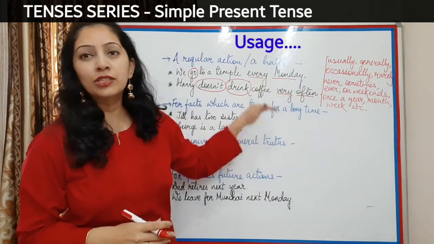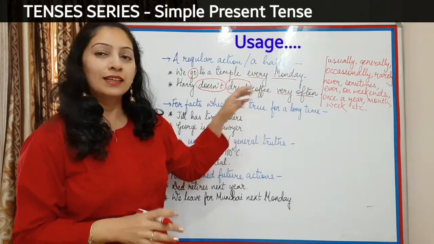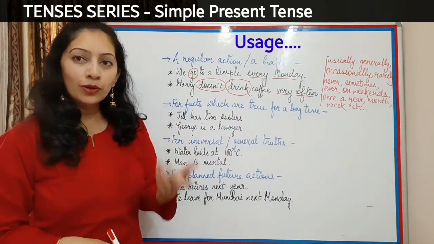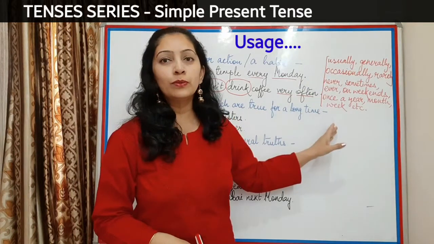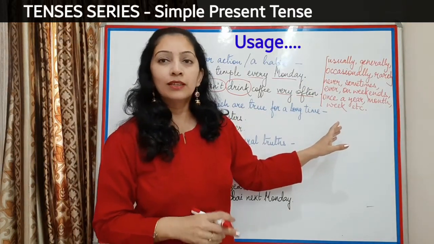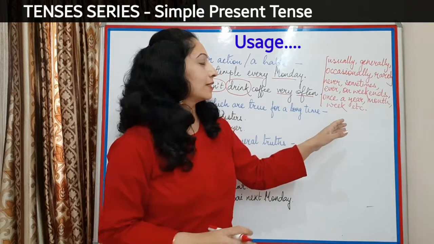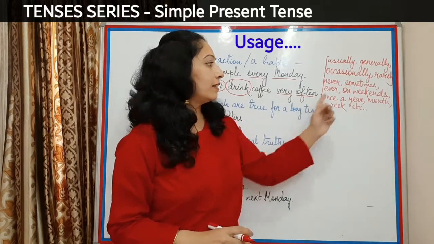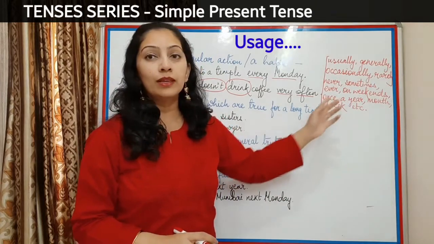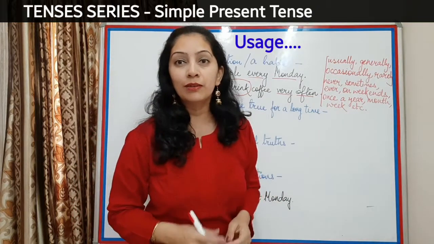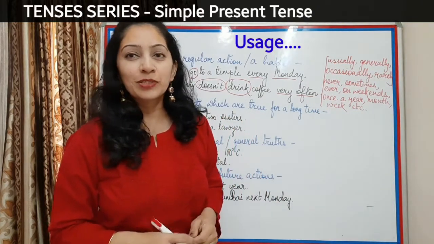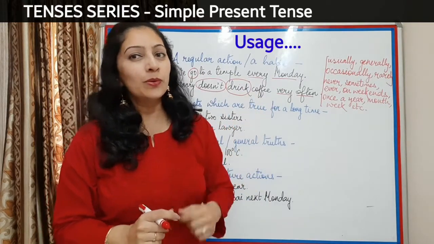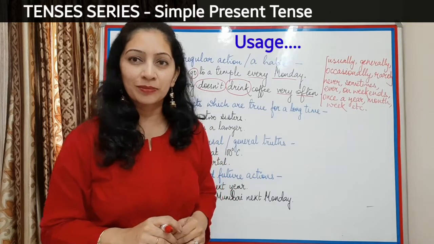So, if you have such words present in the sentence, then it is definitely simple present tense. For your knowledge, I have written a few words here. I'll just read them out. These words can also be present in the sentences: usually, generally, occasionally, rarely, never, sometimes, ever, on weekends, once in a month, once in a week, once in a year, etc. So if you have any time reference in the sentence, then you can know which tense has been used.